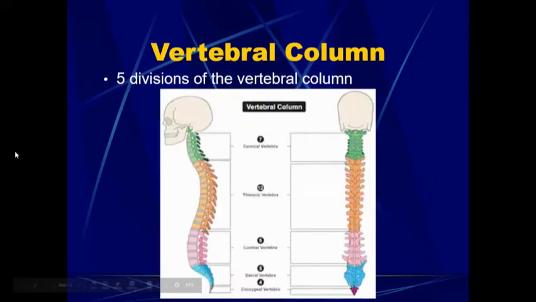So if we look at the vertebral column itself, there are 5 different divisions. There's the cervical vertebrae, the thoracic vertebrae, the lumbar vertebrae, the sacral vertebrae, and the coccygeal vertebrae, and that is how they are oriented superiorly to inferiorly.